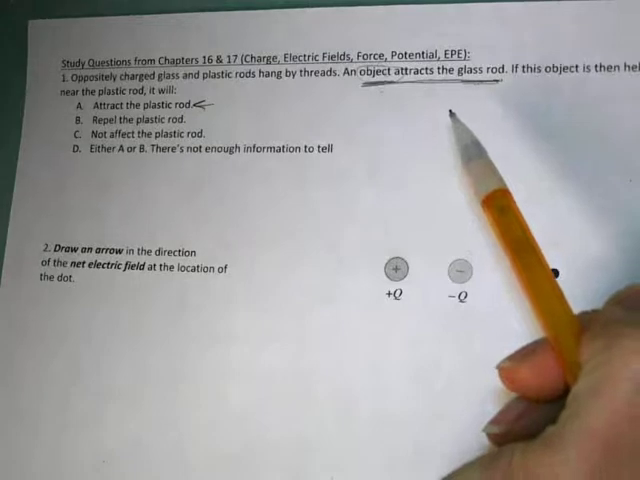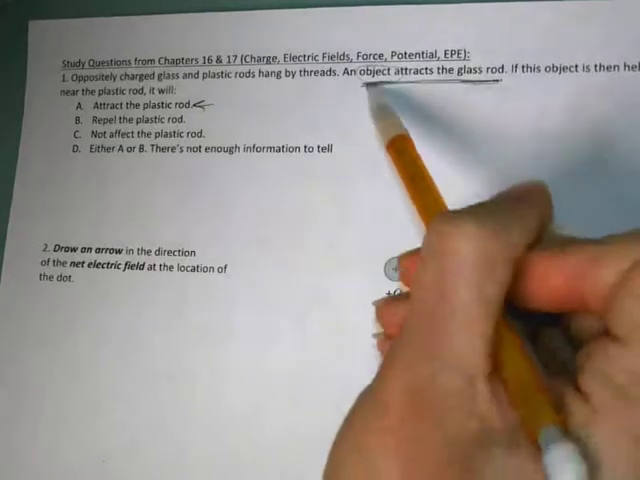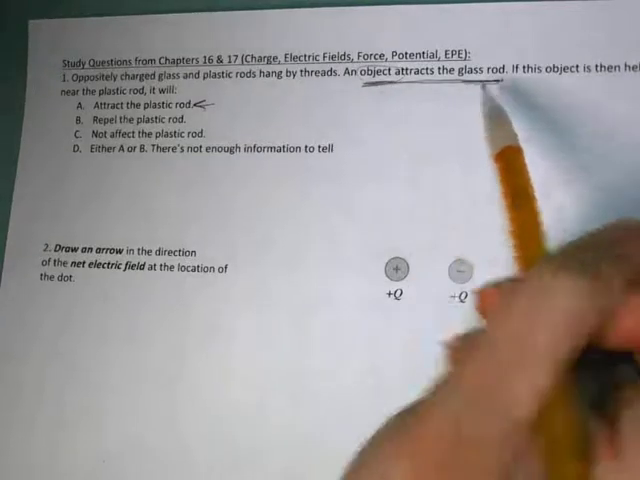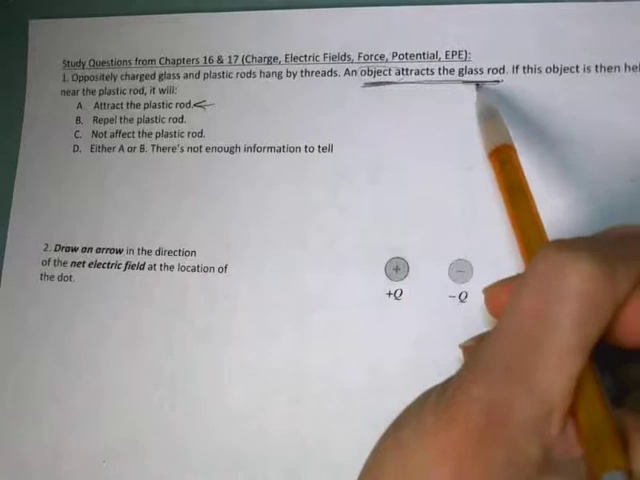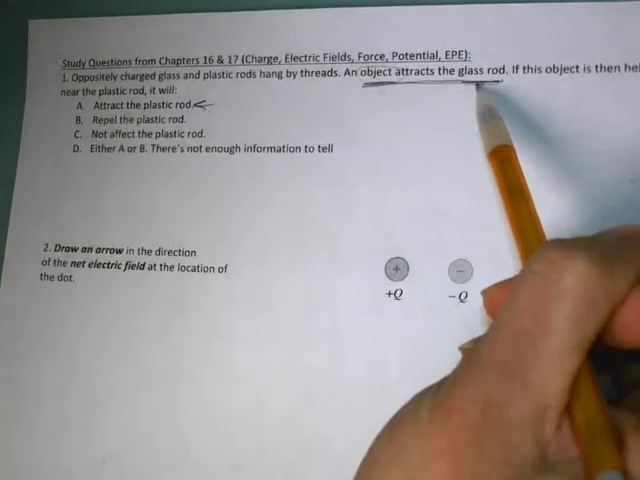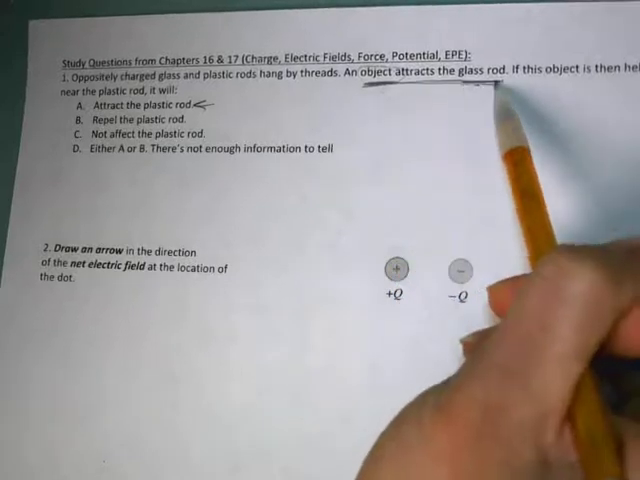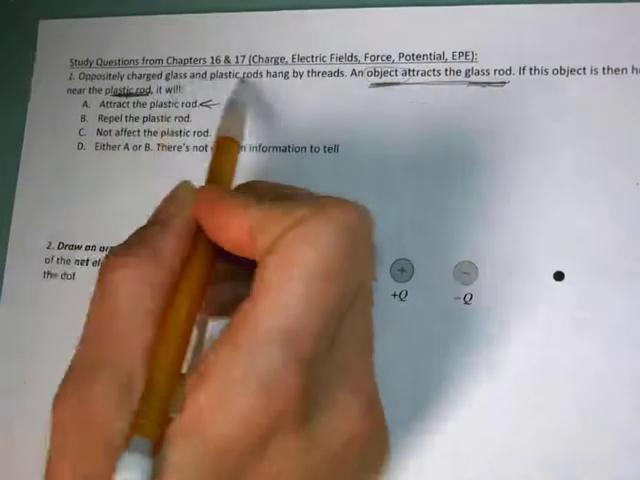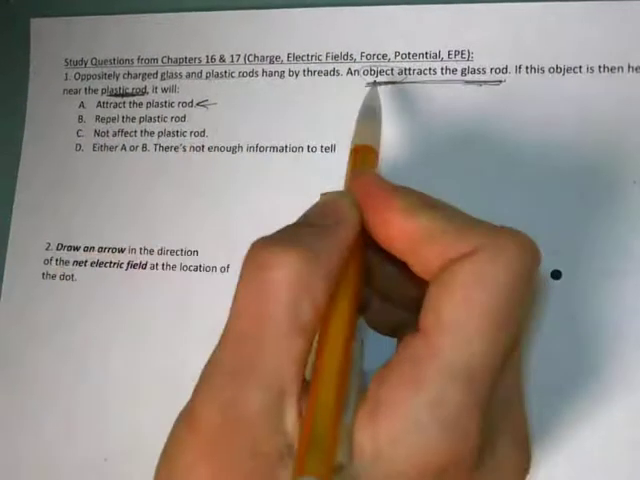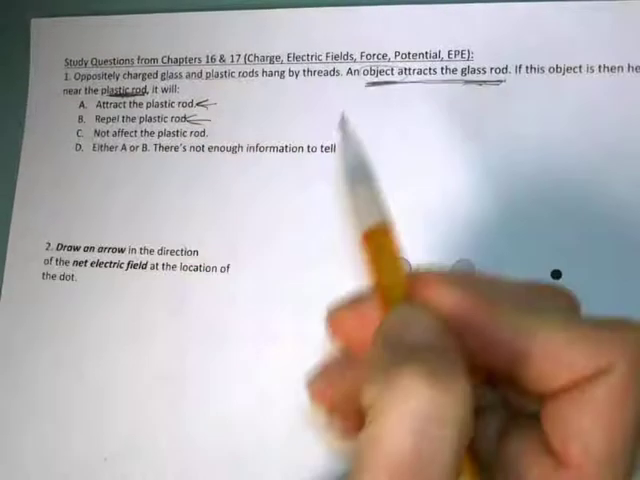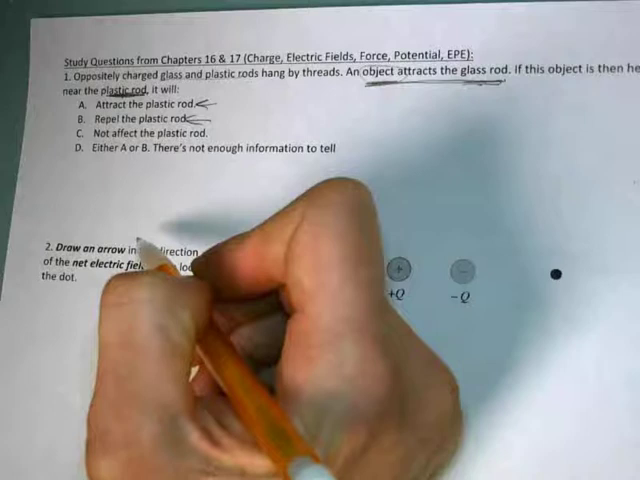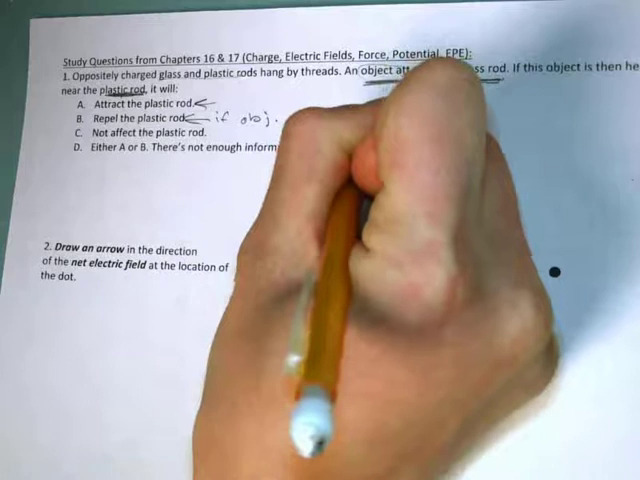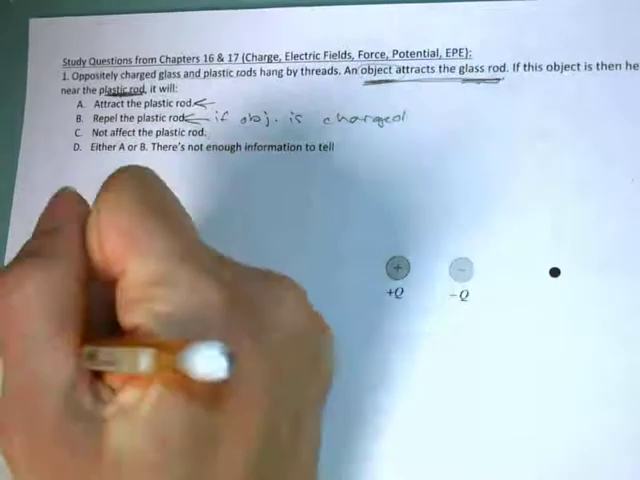The other option is that the object is charged. Since it attracts the glass rod, and we know that like charges repel and opposite charges attract, we know that this object has the opposite charge to the glass rod. So if we take the thing that has the opposite charge to the glass rod and move it near the plastic rod, which is charged oppositely from the glass rod, that would be two like charges next to each other, and that would mean that it repelled. So if it's charged, then it would repel the plastic rod.